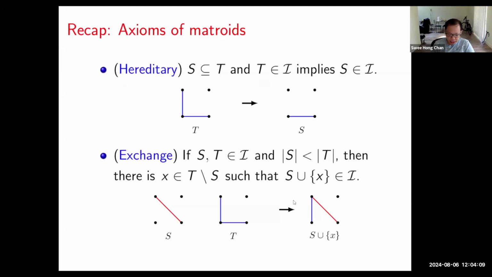The second property is called the exchange property, which says that if you have two independent sets S and T, and you know that one set is smaller than the other, then you can always find an element in the larger set, put it into the smaller set, and the resulting set will again be independent. So these are the two properties that define a matroid.